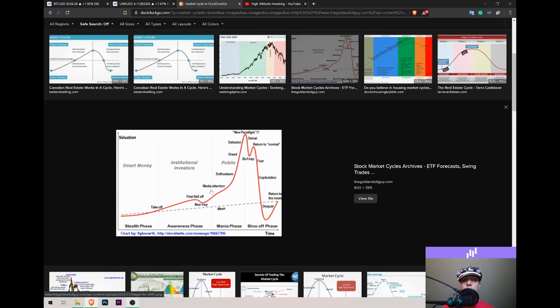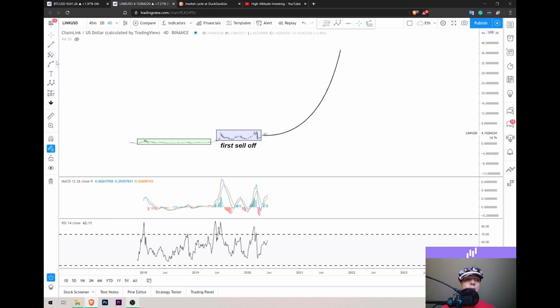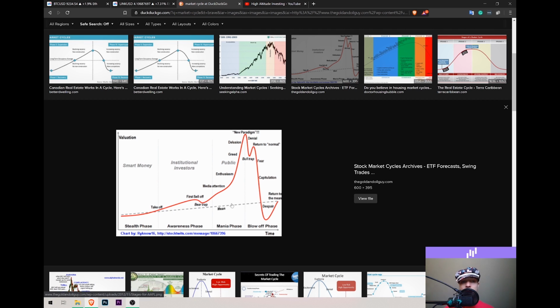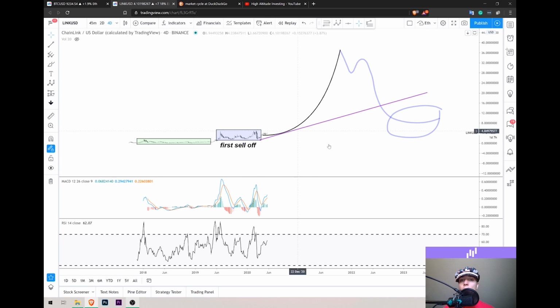And this is where we'll get media attention, enthusiasm, greed, delusion, new paradigm. And the cycle will repeat itself. At some point, there'll be a blow-off top, and then it will retrace. And then, when it retraces, you get a buy despair, you get a buy depression again, which usually is formed at the mean. And in this case with Link, I'd expect the mean to be something like this. And so when you fail that mean line, this black line in the background here, you actually go ahead and get another buying opportunity in the market.